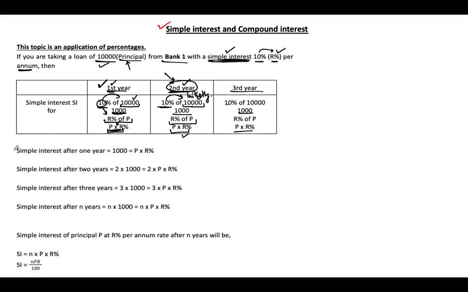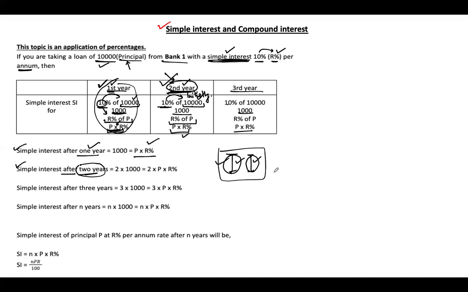Simple interest after 1 year is PR percent generally. Similarly, simple interest after 2 years: here I'm talking about simple interest for the second year, and here I'm saying simple interest after 2 years. That means I'm talking about the interest made in the first year and the interest made in the second year. This is simple interest for 2 years.